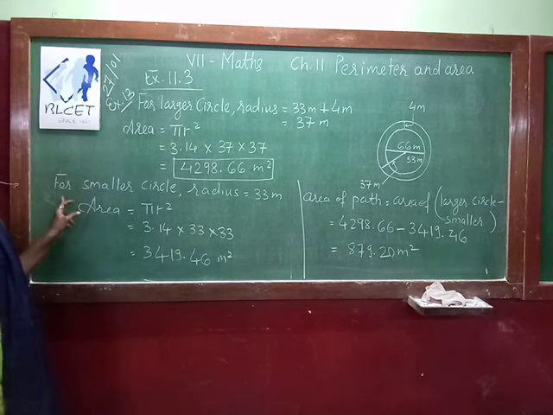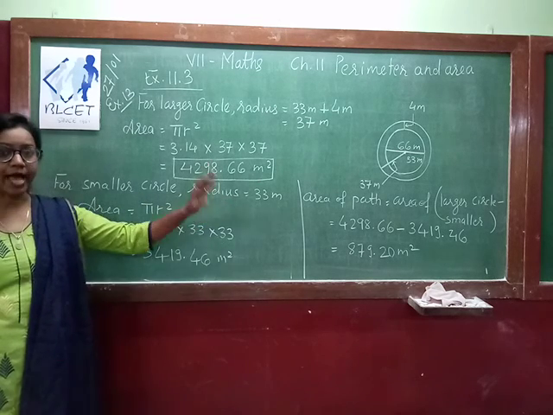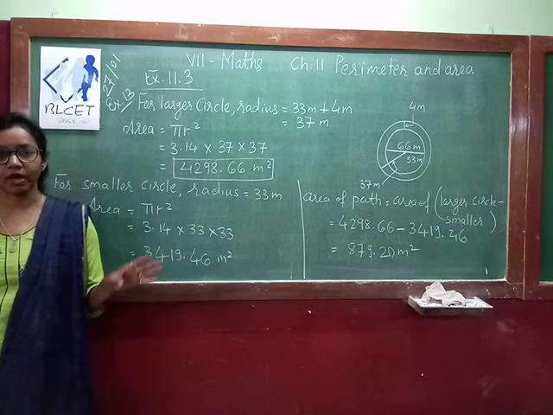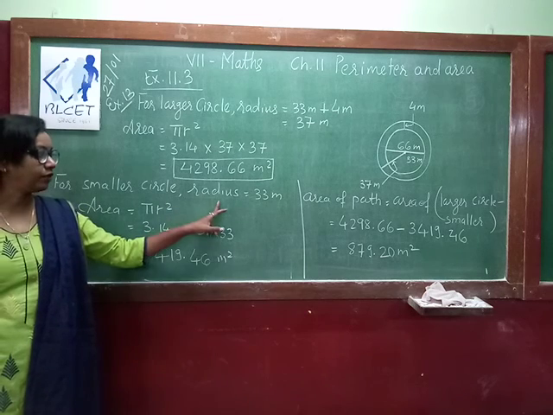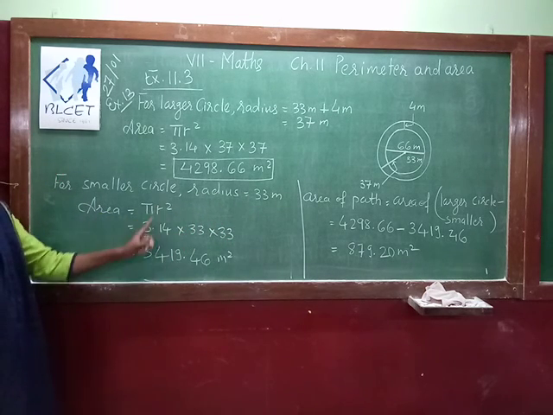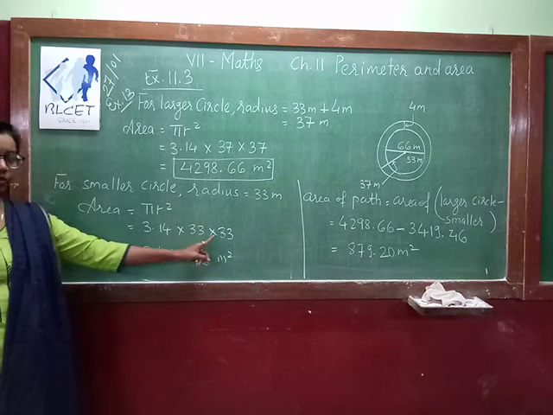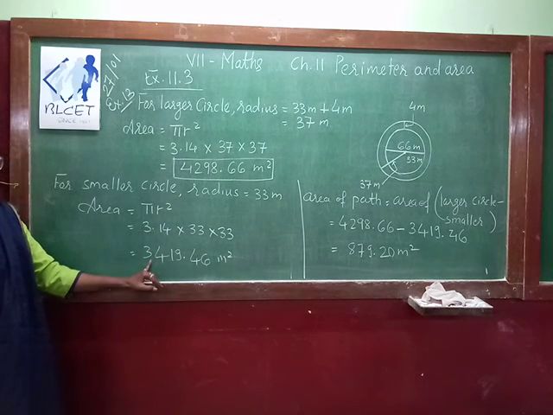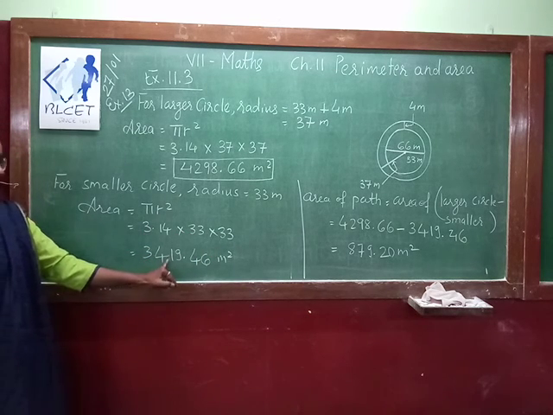Then for the smaller circle, the diameter is given as 66 meter. So half of the diameter will give you the radius. So it is 33 meter. So area is equal to pi r square, 3.14 into 33 into 33. Do the calculation. You will get the answer 3419.46.